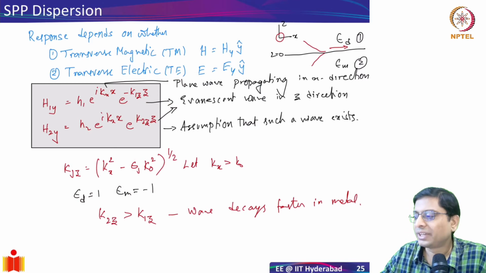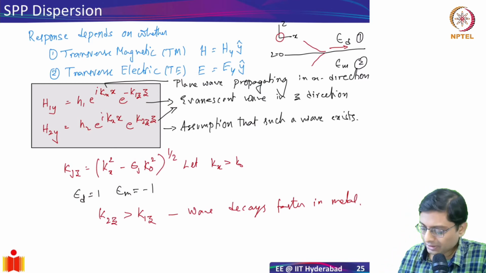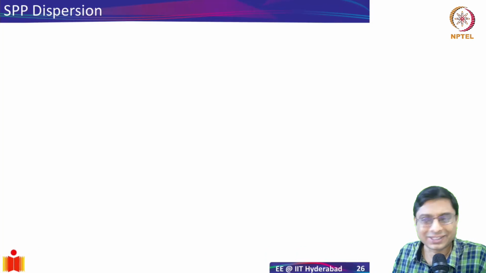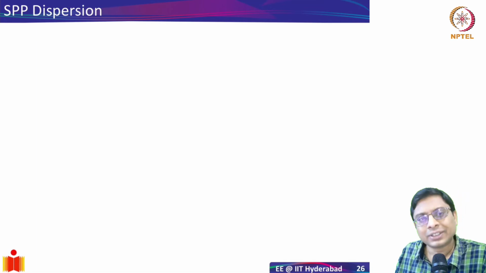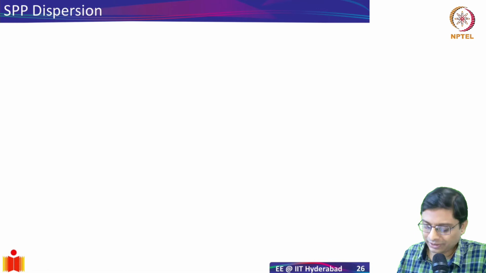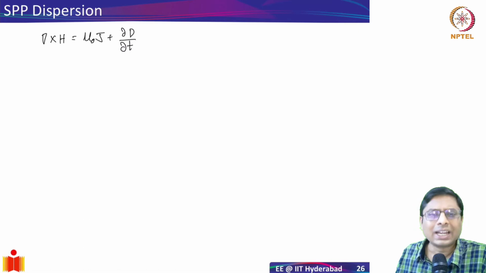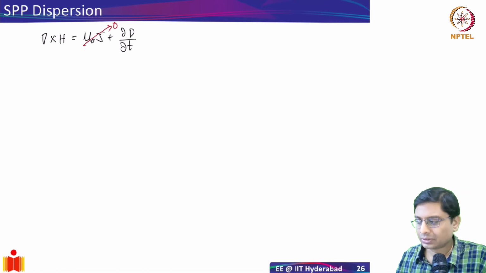Now, how do we actually understand that? Everything goes back to Maxwell's equations. So far we have assumed a magnetic field, so if such a magnetic field exists, what will be the electric field? For that, we start from Ampere's law. Curl of H is mu naught of J plus the time derivative of D, the displacement field. In this case, we are not taking any sources or currents, so the current term is 0.